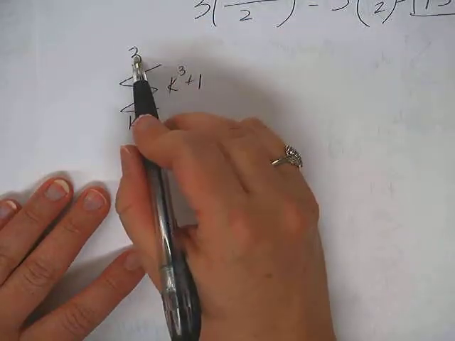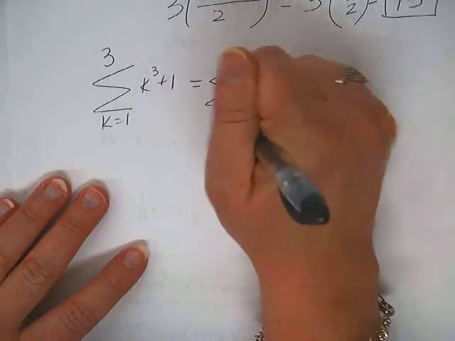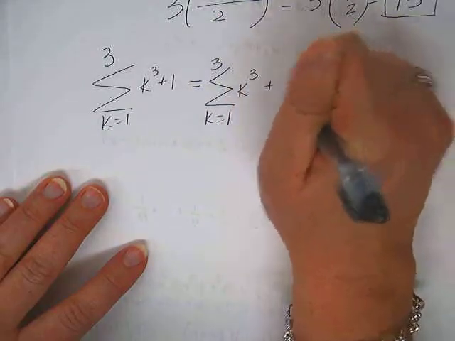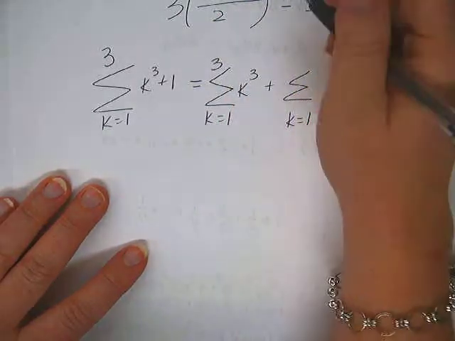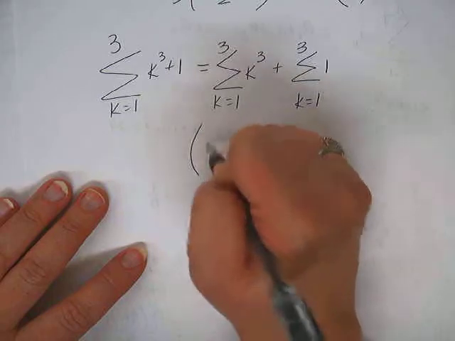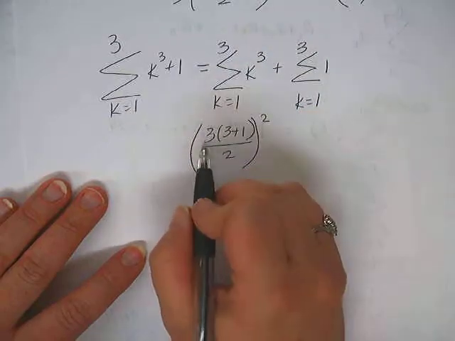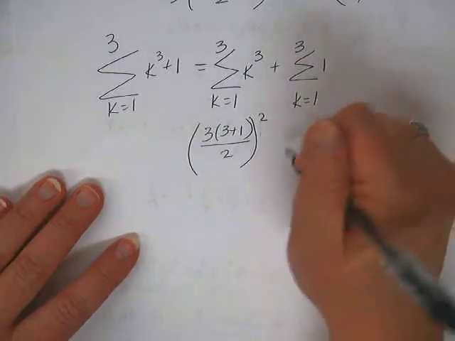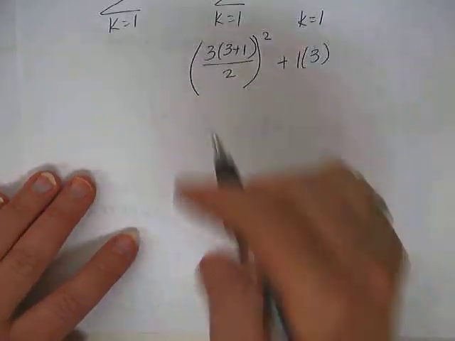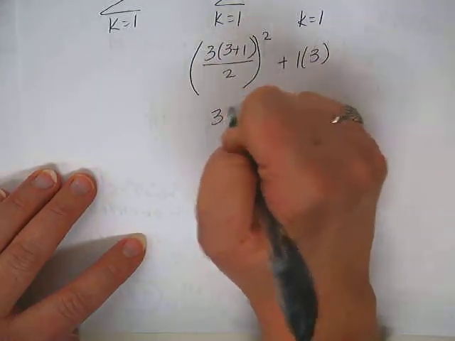Okay, let's try one more. If we have k equals 1 to 3 of k cubed plus 1, now this one's only 3 terms, so it's probably easiest to just add it out. I'm just doing this to help you see how to use the properties. So it would be this property here, k cubed, plus the property for just adding that. So the formula for this one would be 3 times 3 plus 1 over 2 squared. I'm assuming that's n times n plus 1 over 2 squared. And then the formula for this on our properties is 1 times 3.